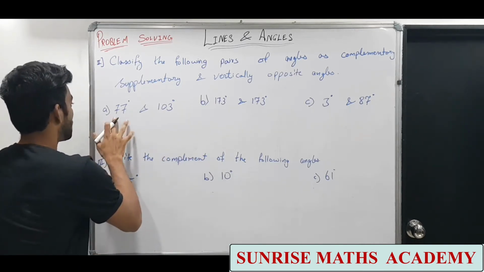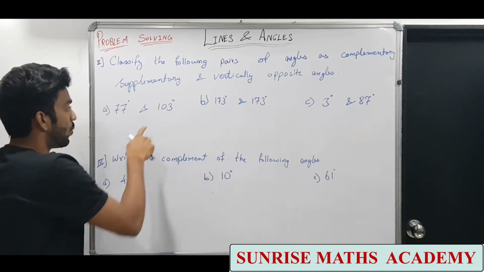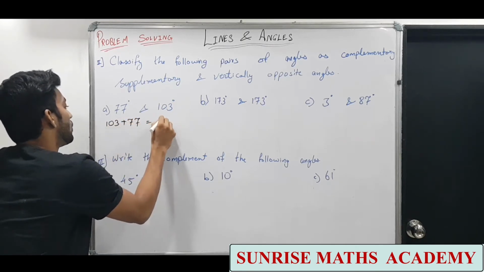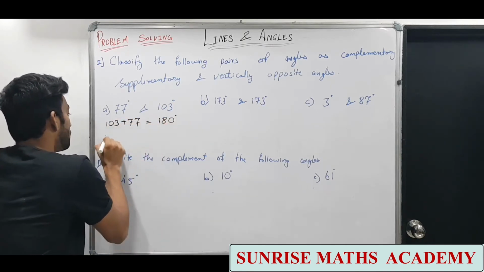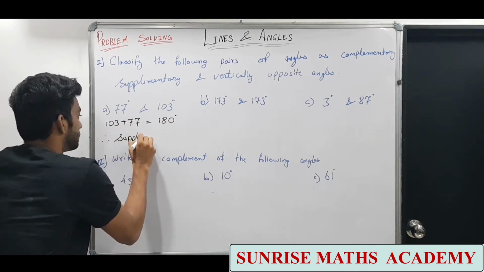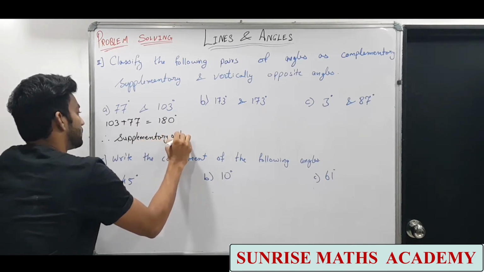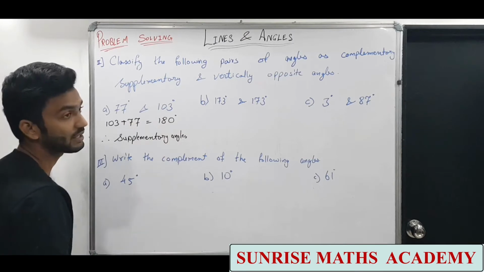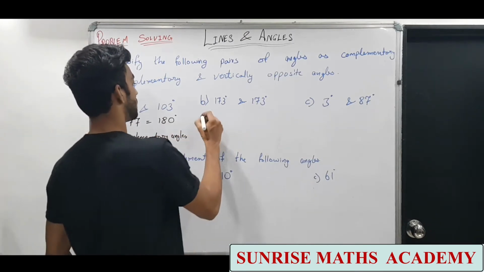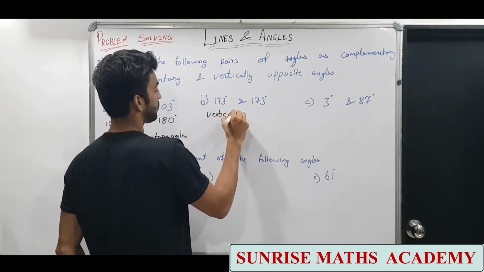So here, first one, 77 and 103. They are not equal. So we will add them. 103 plus 77 is equal to 180 degree. Therefore, this pair is of supplementary angle. Next, 173 and 173, both angles are equal, values are equal. Therefore, these are vertically opposite. We don't have to check them by adding.